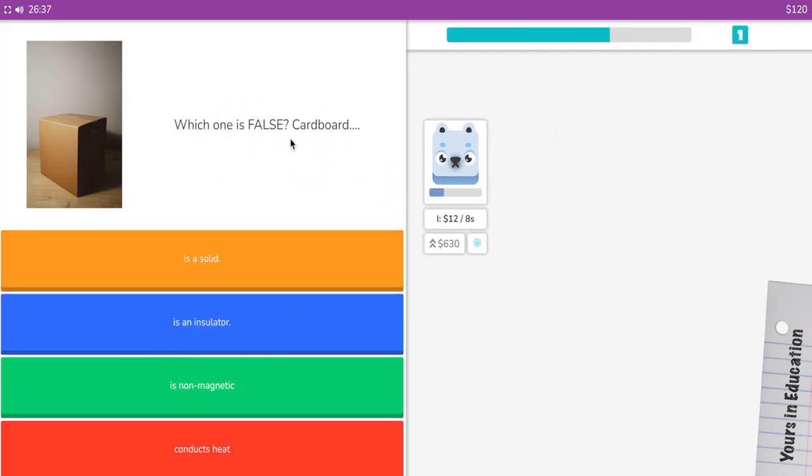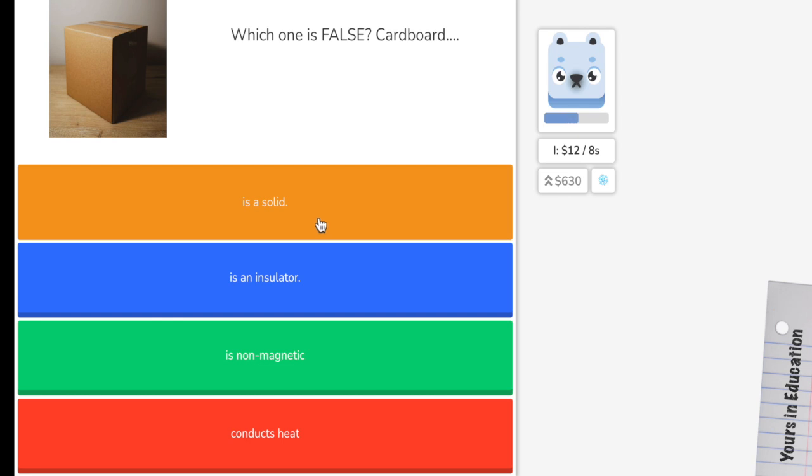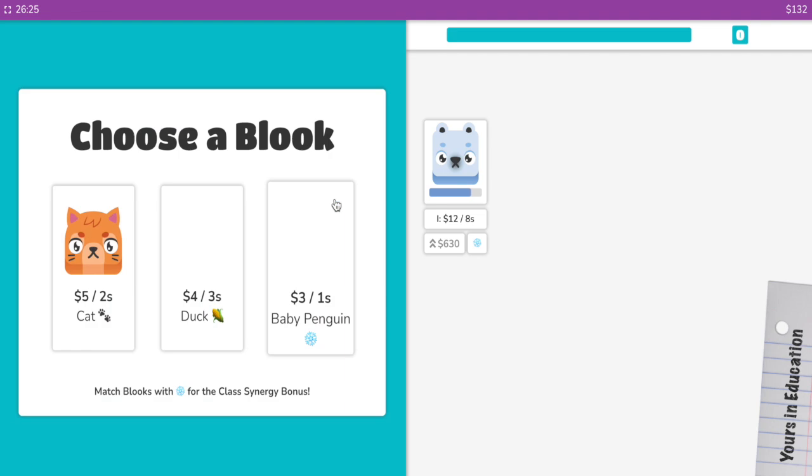Which one is false? Cardboard is a solid? That's true. It's an insulator. Yeah, that's true. I will not get electrified for sure. It's non-magnetic. That's true. Conducts heat? No, that's not true. That is false.